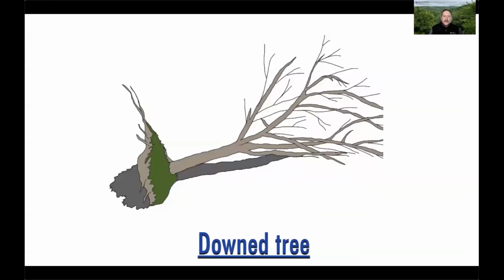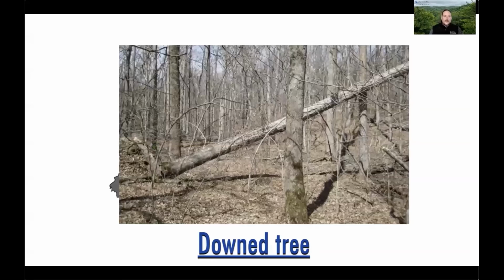Then we have down trees, right? And so obviously here, there's no growing stock potential in this particular tree. And so this tree is obviously going to be removed. The timing is important for this because we have a tree that's on the ground and it's going to start to decompose. And so the sooner we can extract that tree, the more value that tree is going to have as a timber resource.